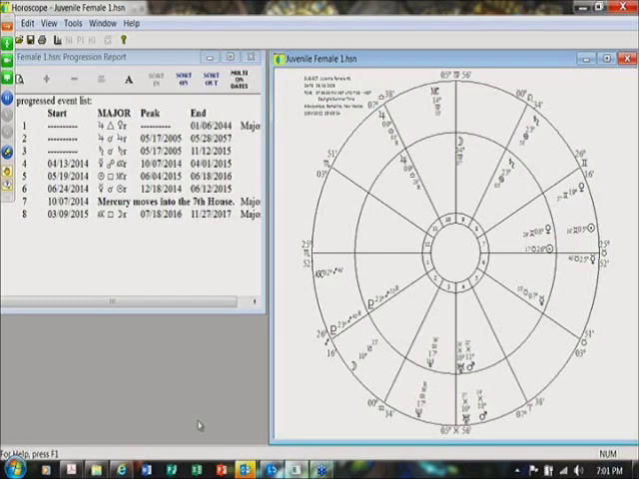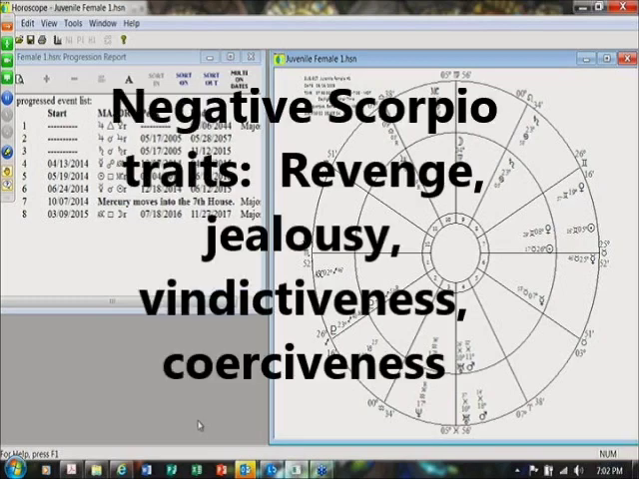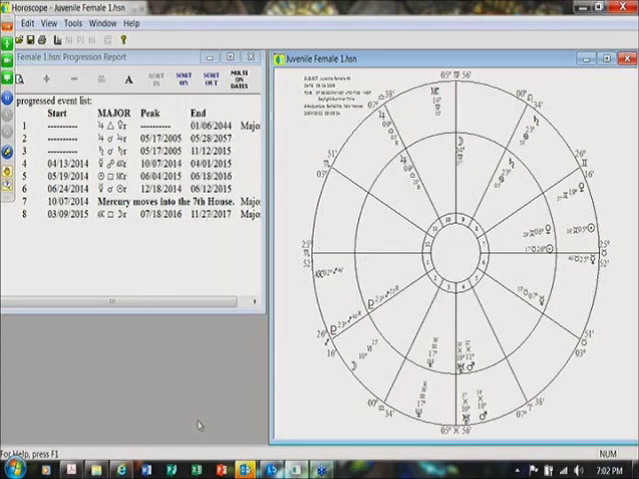So why don't we throw out some negative Scorpio traits? You said revenge, jealousy, vindictiveness, coerciveness. Scorpio carries the negative qualities of both Pluto and of Mars. Mars we know is aggressive. Scorpios are much like the cat that plays with the mouse. If you've ever watched that, there's something that can be inherently cruel in that process. It's a slow death. This is the slow, tortured demise.